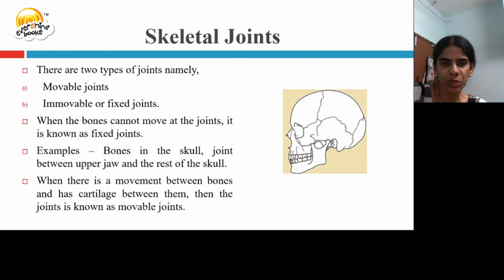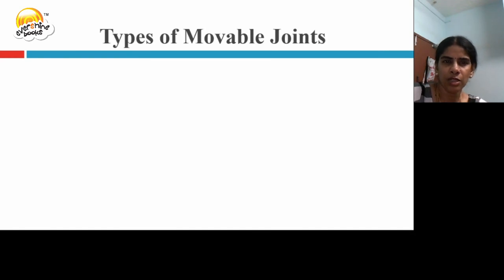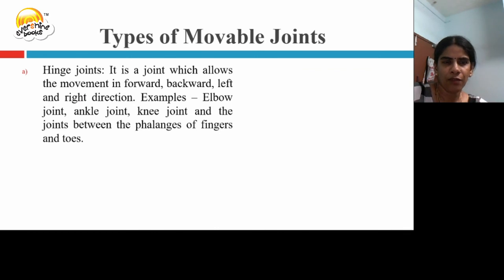When there is movement between bones and there is cartilage between them, the joint is called a movable joint. Let us now learn about the different types of movable joints. The first joint is the hinge joint.